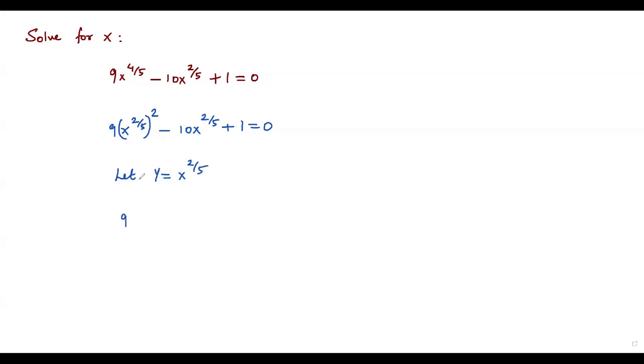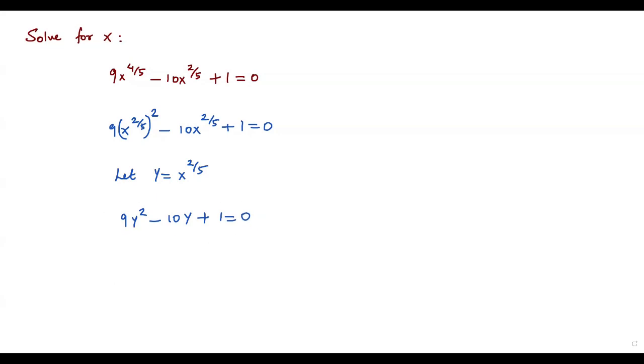Then I'm getting 9 times, for this one, I can plug in y. Already we have the exponent 2 for this one. Then we get 9y square negative 10 times, for this x to the power of 2/5, you can plug in the new variable y. That is negative 10y positive 1 equals to 0. Now we have a quadratic equation in terms of the variable y.